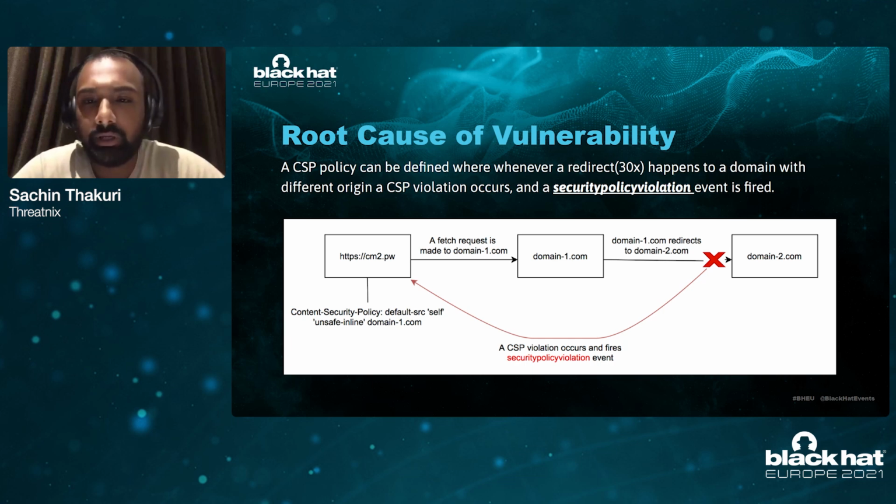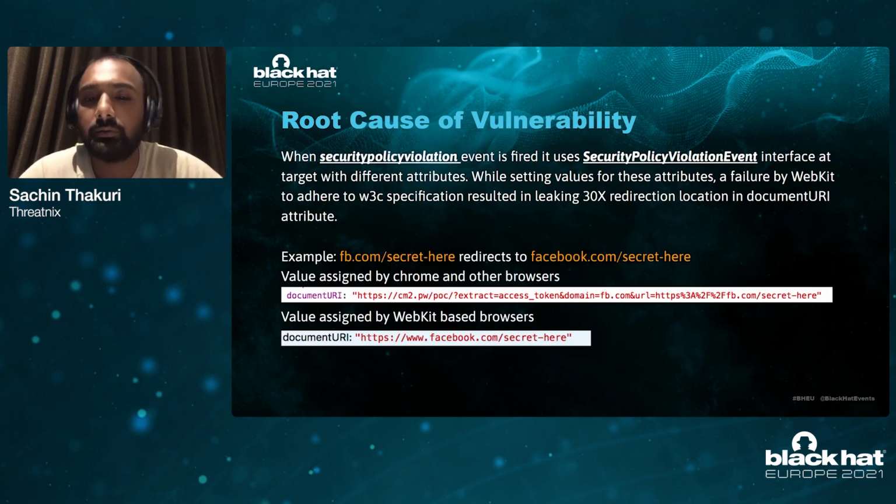Now, after that history, let's discuss the root cause of the vulnerability. We can define a CSP policy in such a way that whenever a redirect happens to a domain with a different origin, also known as cross-origin, a CSP violation occurs and a SecurityPolicyViolationEvent is fired. As you can see in this figure, our domain cm2.pw with the described CSP policy makes a fetch request to domain1.com. The response from domain1.com contains a Location header that redirects to a domain with a different origin, domain2.com. But due to our CSP policy, the request to domain2.com is blocked and a CSP violation event is fired.